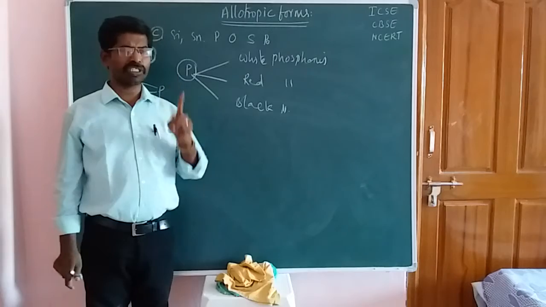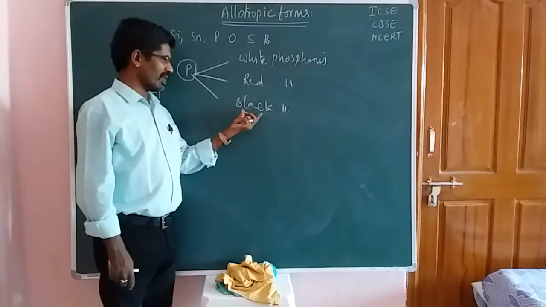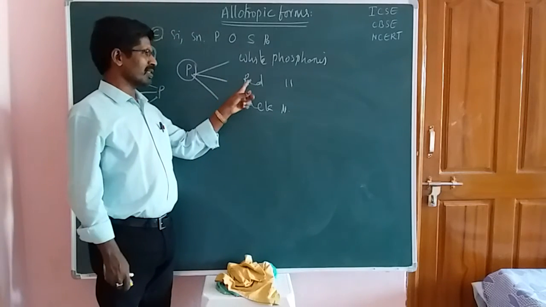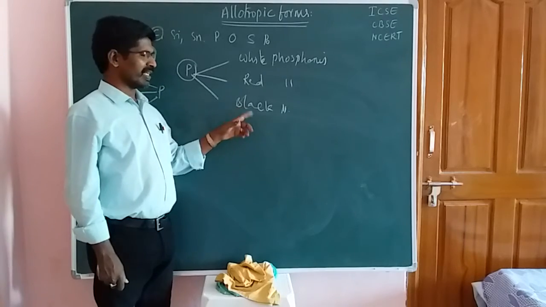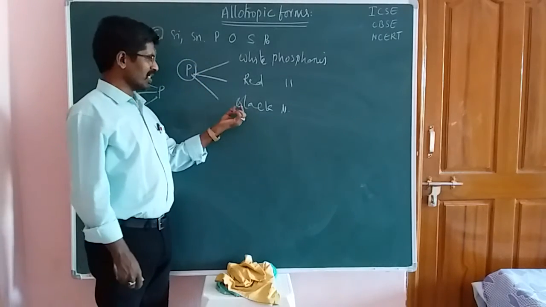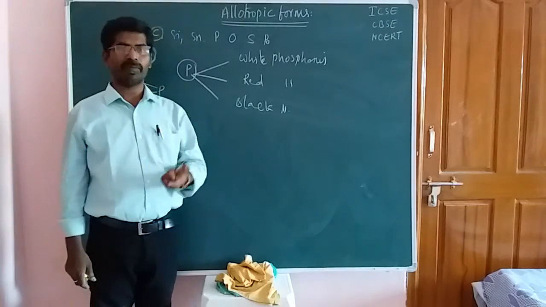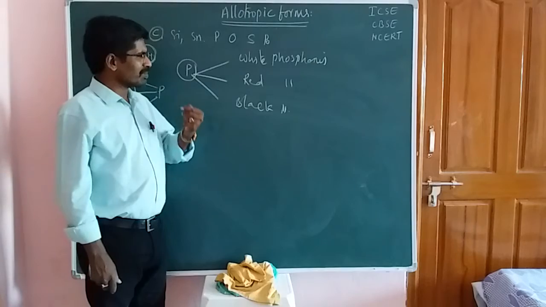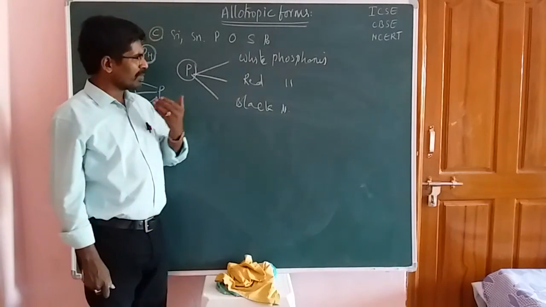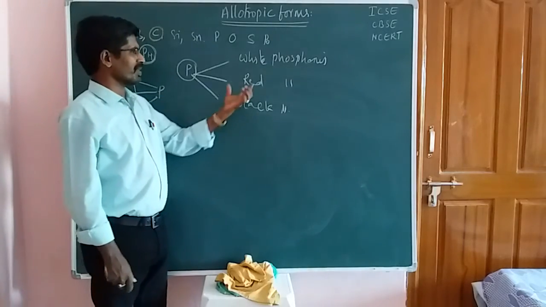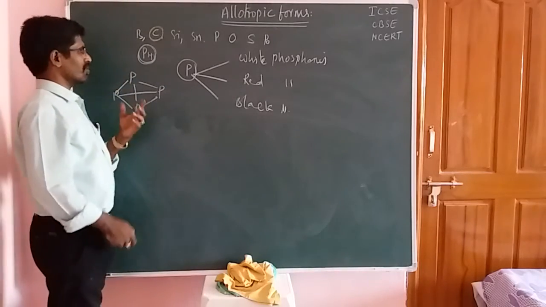White is more stable than red, and red is more stable than black. Black phosphorus is again classified into two types: alpha black phosphorus and beta black phosphorus. Alpha black phosphorus is obtained from white phosphorus. Beta black phosphorus is prepared from red phosphorus. So these are the allotropic forms of phosphorus.